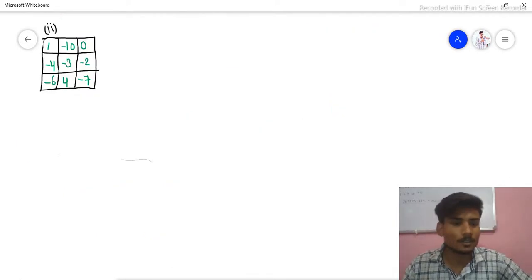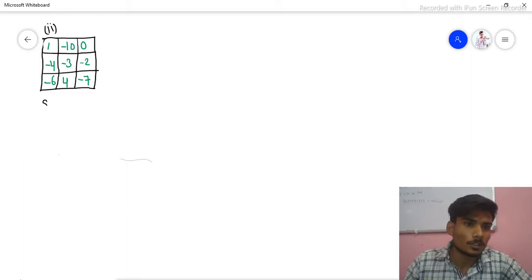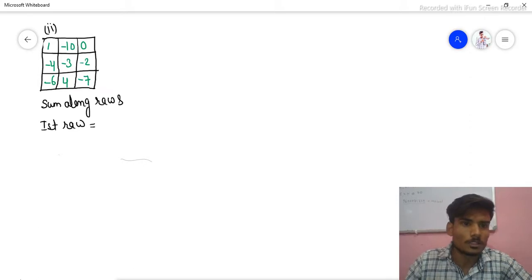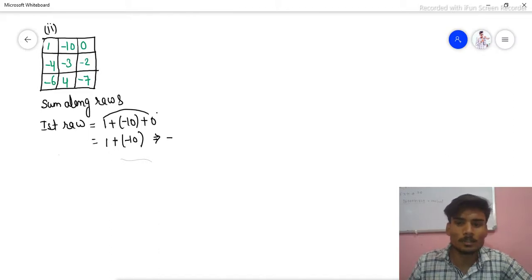So class, this is the second part of question number 7. The sum along rows. The first row is 1 plus minus 10 plus 0. 1 plus 0 is 1, plus minus 10. Overall the value of minus is greater, and how much? That is minus 9.